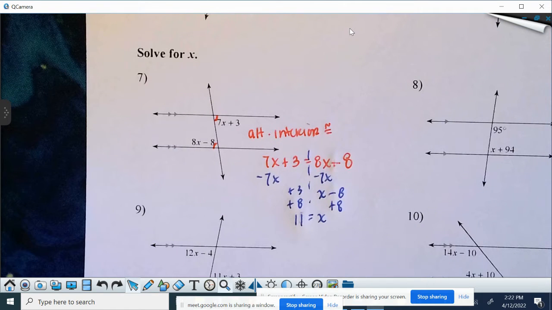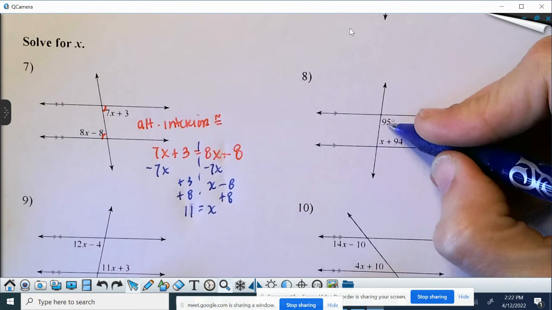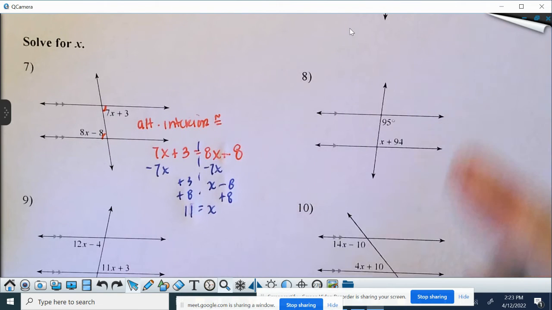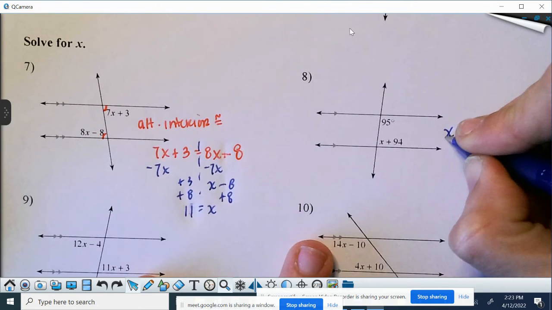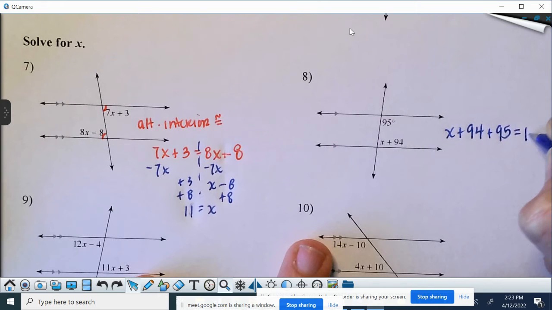X is 11. Yep. But the newness to this would be alternate interior and knowing that they're congruent. Number 8, consecutive. So they're on the inside, so consecutive. They're both on the same side. That's why they're considered consecutive. They're inside the parallel lines, so those are going to be supplementary. So don't set them equal to each other. Add them together and set them equal to 180. So x plus 94 plus 95 equals 180.